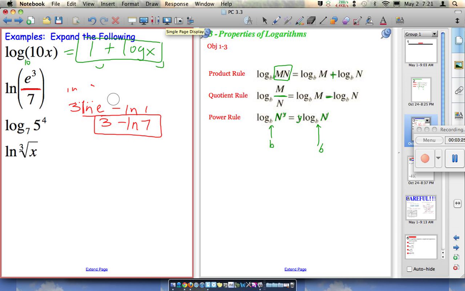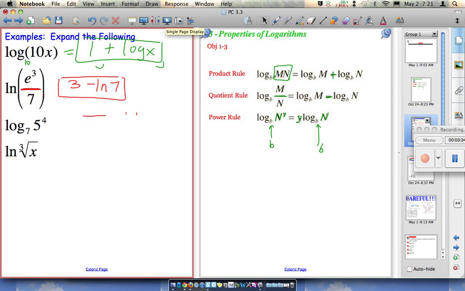The third example, now I have a power. It's no longer in one of my regular bases. So now I need to work it. It looks like it's going to be a power rule because I have to the fourth power. So now I'm going to drop the power 4 out front and rewrite this as 4 log base 7 of 5. And that's all I can do for that one.